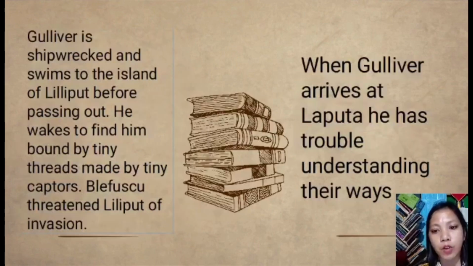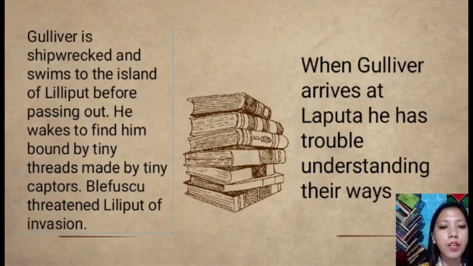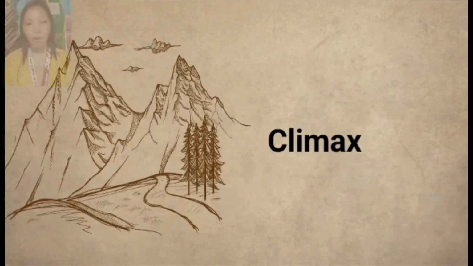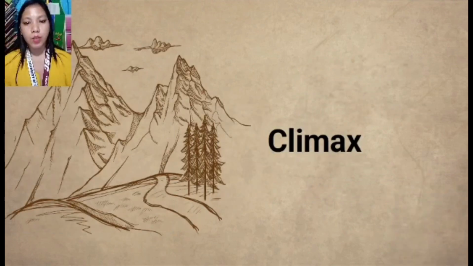The rising action of the story is when Gulliver arrives at Laputa, he has trouble understanding their ways. Gulliver is shipwrecked and swims to the island of Lilliput before passing out. He wakes to find himself bound by tiny threads made by tiny captors. Blefuscu threatened Lilliput with invasion. Okay, let's move on to the climax of the story.